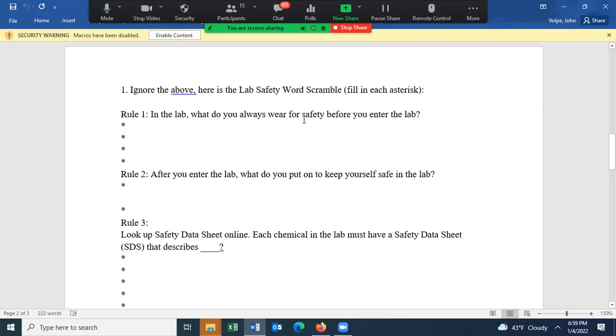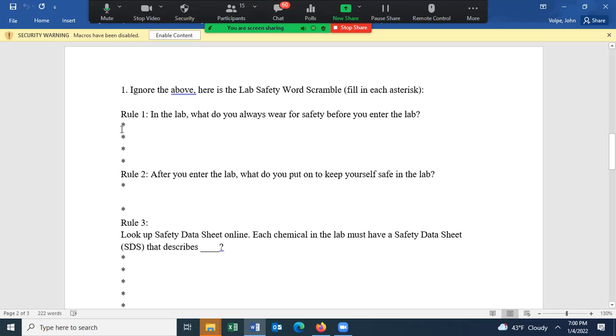What do you always wear for safety before you enter the lab? So don't put on lab coat and gloves, because those you do not put on before you enter the lab. One thing that is mentioned is you have closed-toed shoes, okay? And there's other things you should have on, like clothes, all right? Use your imagination to answer that, because we only talk about the closed-toed shoes.